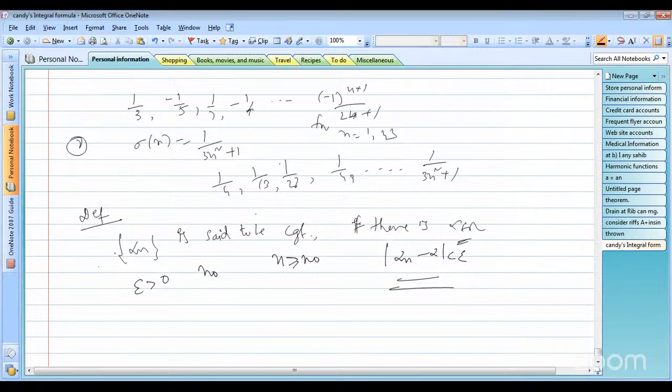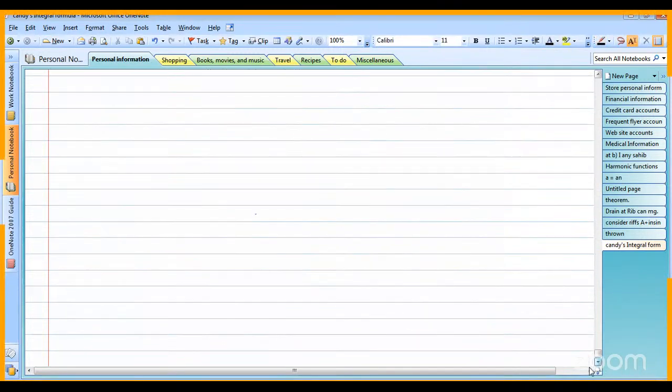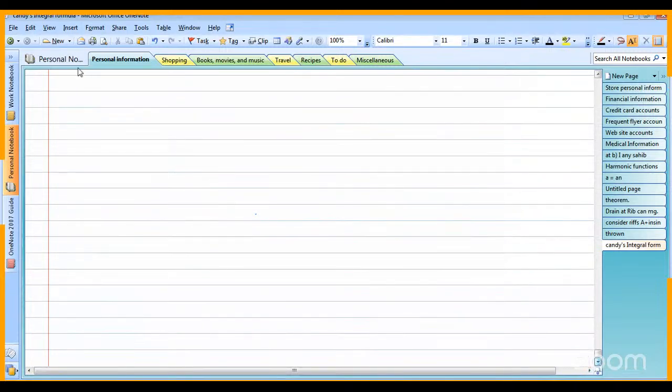So in this case we are writing here limit n tends to infinity alpha n. We are taking here alpha n tends to alpha as n tends to infinity. Then another way again we are taking here, another definition we are taking here.